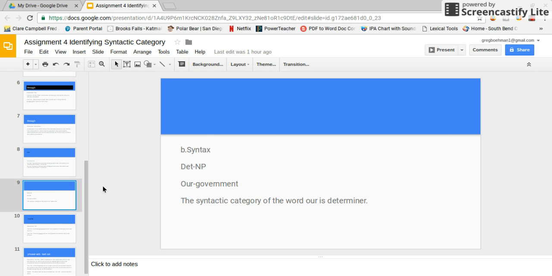I also used the tool syntax, where you can see the phrase, the determiner, and then the noun phrase, putting our words in from the text, our government, proving that the syntactic category of the word our is a determiner.